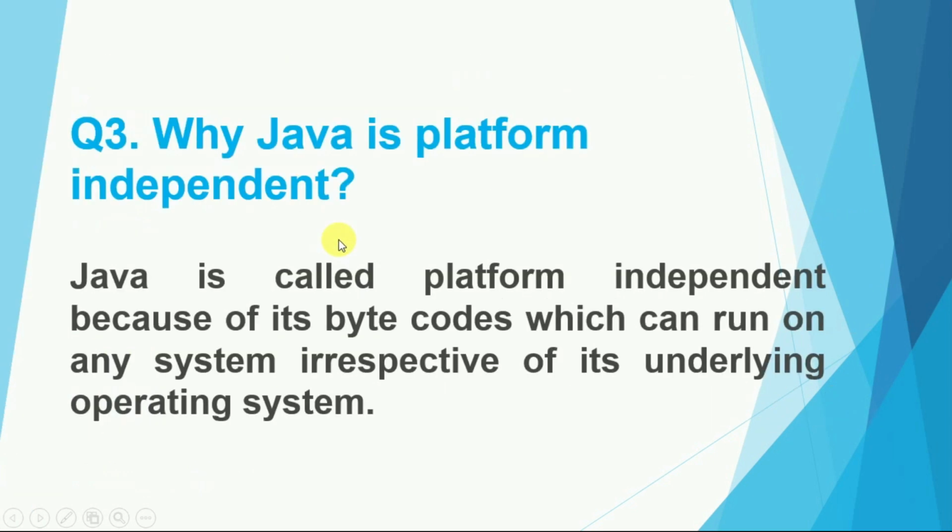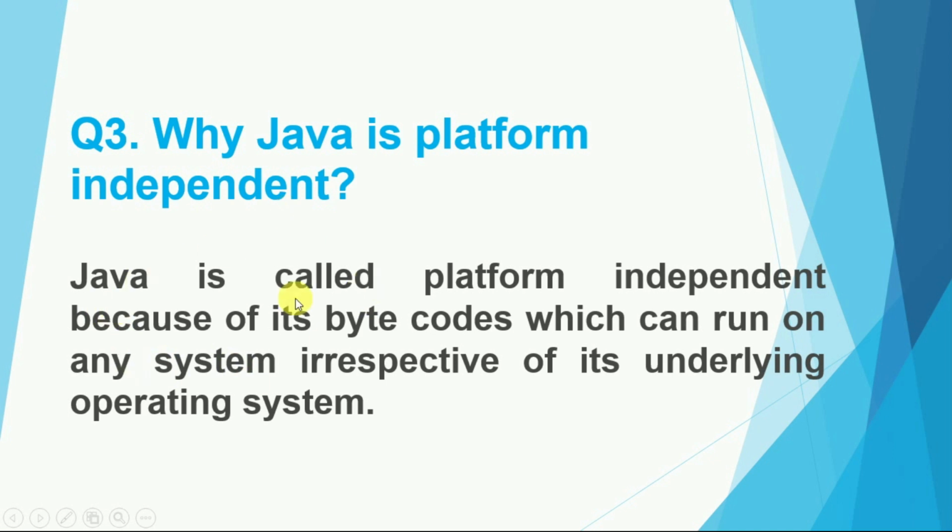Okay, so the next question is why Java is platform independent. This question is very important. Java is called platform independent because of its bytecode, because Java bytecode can run on any system irrespective of its underlying operating system. It follows the write once, run anywhere principle.